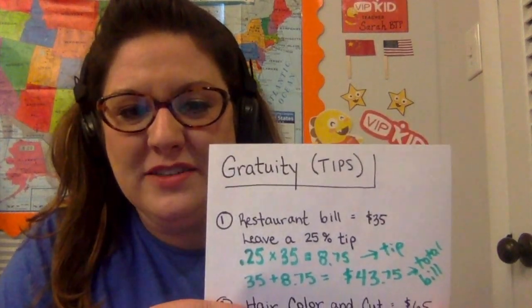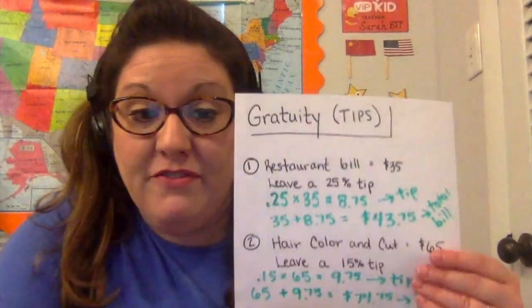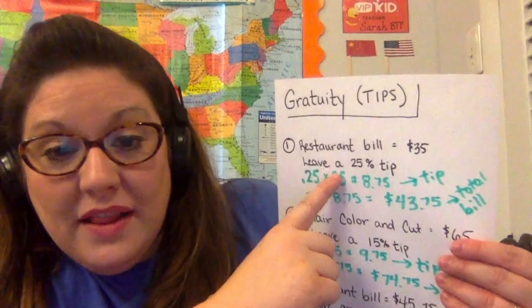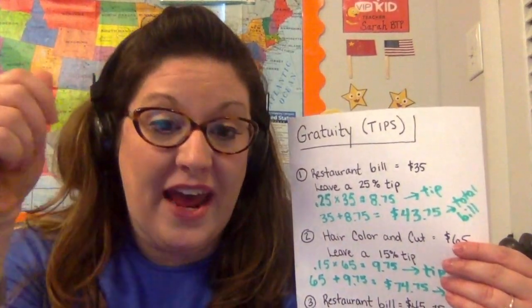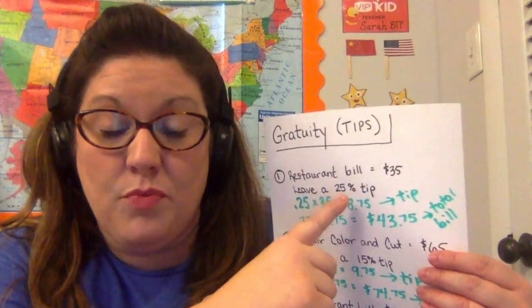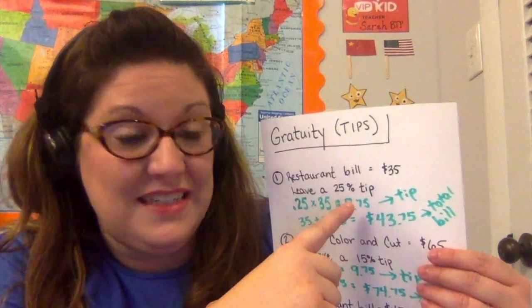So let's take a look at some gratuity examples. First example, a restaurant bill. The bill is $35. We want to leave a tip of 25%. We are in a really fine restaurant. We have had excellent service, and we think it's appropriate to leave a 25% tip.